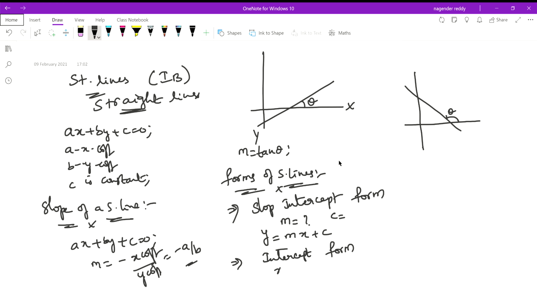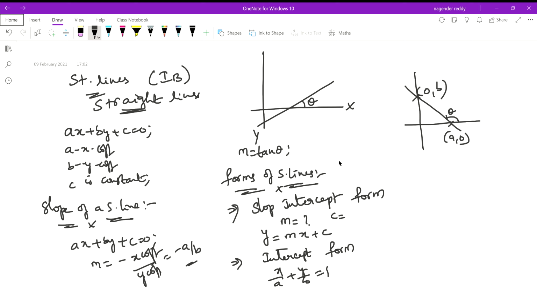intercept form is x by a plus y by b is equal to 1. See here, a is the intercept of x and b is the intercept of y. Wherever the line intersects, that point should be a comma 0 and here it should be 0 comma b. Then the equation of the straight line is x by a plus y by b is equal to 1. This is another form. Now we have the equation of the straight line, slope point form.